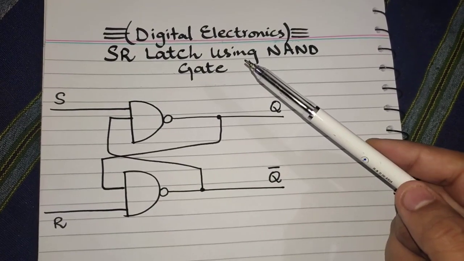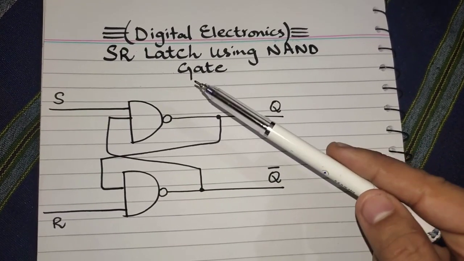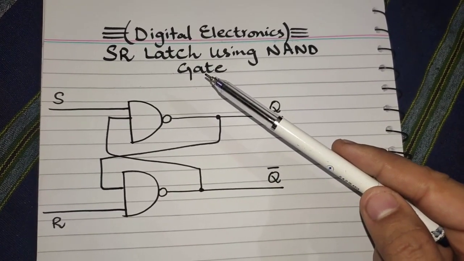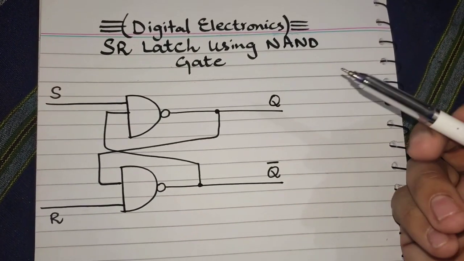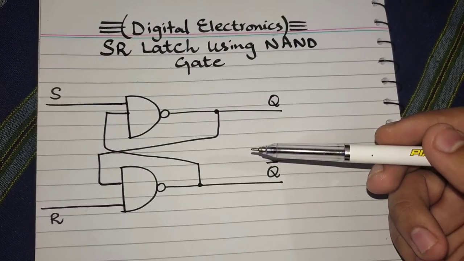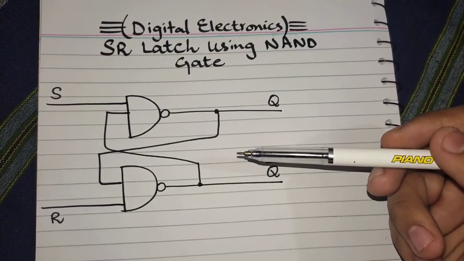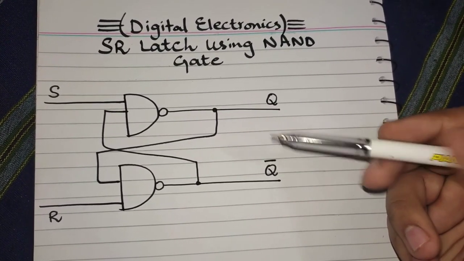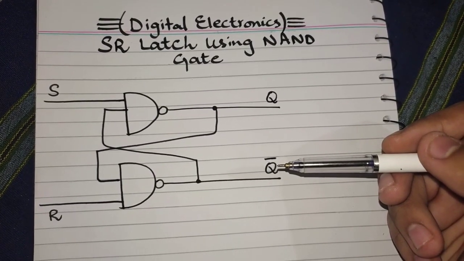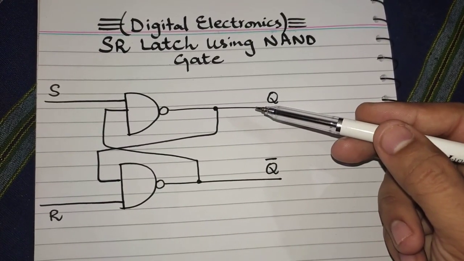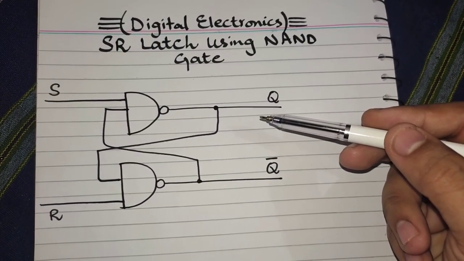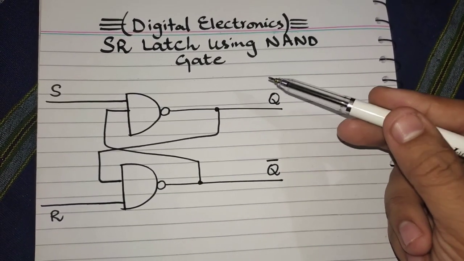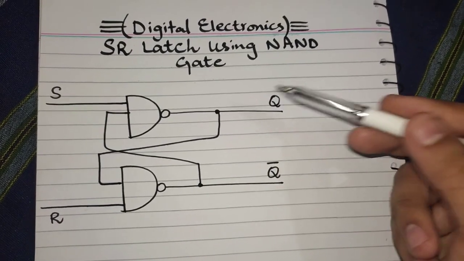We are going to start from the second topic of our digital logic design, which is the SR latch using NAND gate. So here you can see the circuit of an SR latch. Latch is one of the most important topics in digital electronics. Whenever we talk about sequential circuits, latches are the most important topic. So let's start the circuit SR latch using NAND gate.